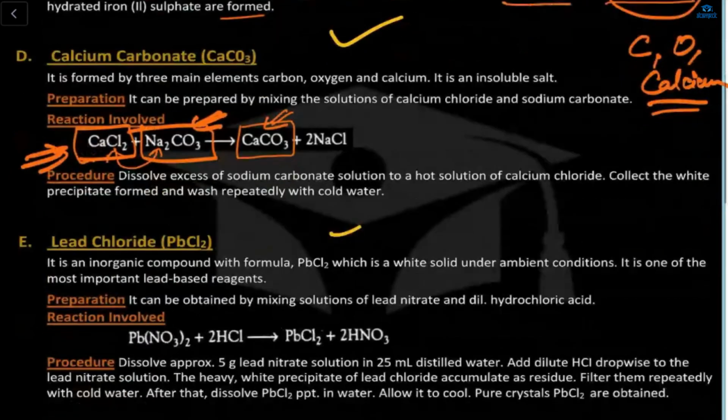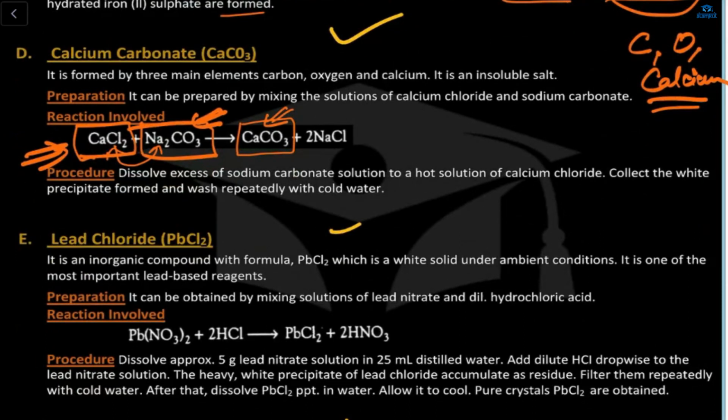So now lead chloride, lead is Pb. It is an inorganic compound, PbCl2, and it is a white solid. Now how to prepare this? It can be obtained by mixing lead nitrate with dilute hydrochloric acid. If we mix these two, we get lead chloride, which is PbCl2.